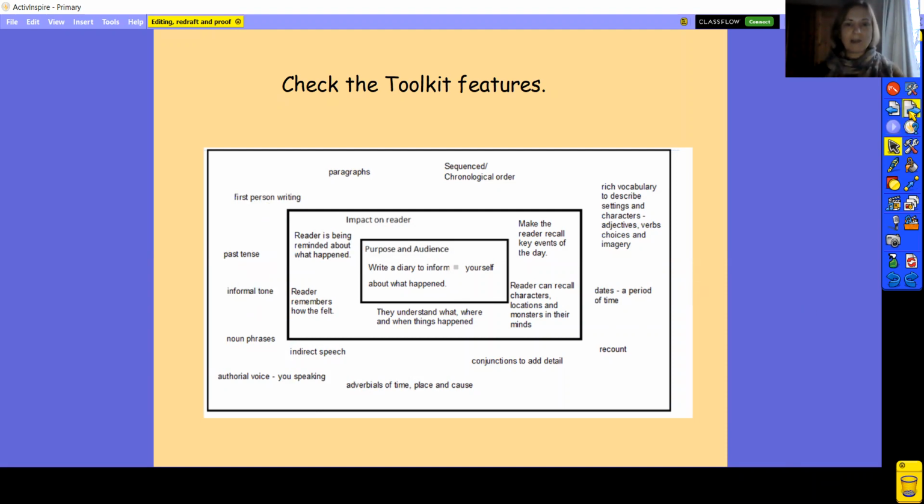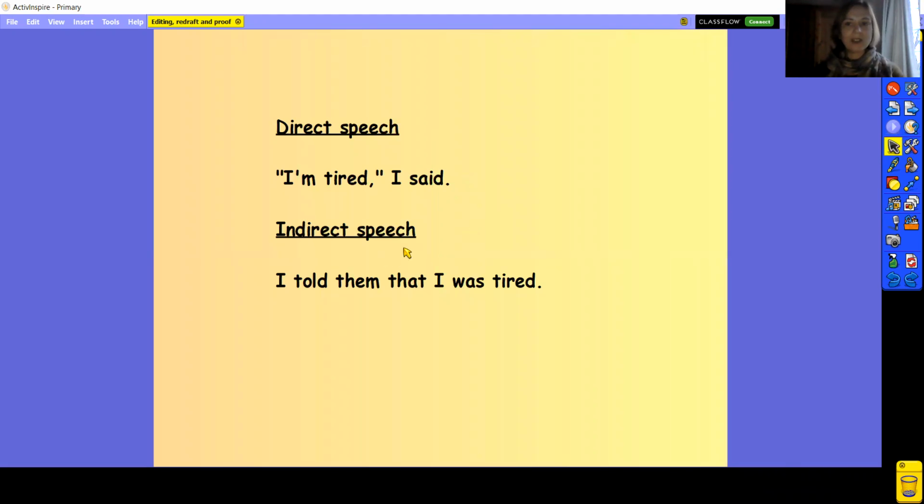So let's see what we have to do next. Just a quickie about direct speech. Direct speech is when you actually report in your writing what someone has said. So, "I'm tired," I said. So you include your inverted commas, your punctuation before the end of the inverted commas, and your reporting clause.